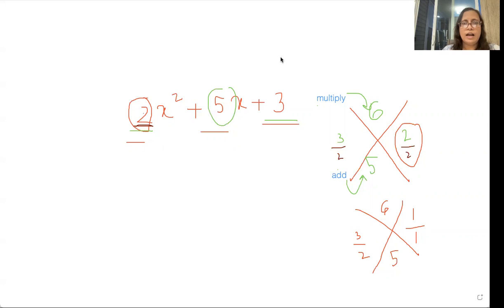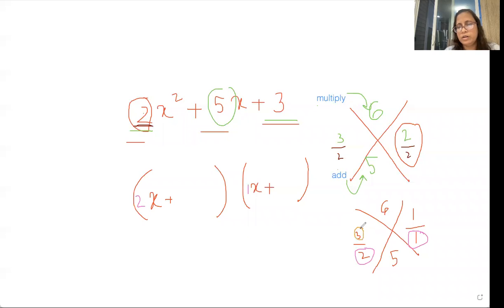Okay, now this is the last part. We got our factors. Our factors are like parentheses, parentheses, and our variable is x. What will be the coefficient of this x? The coefficients will be the denominators. Here the first one is 2 and the second one is 1, so we write 2 and 1. And what will be the constants? The constants will be the numerators, 3 and 1. So write it down, 3 and 1. So we got our factors.